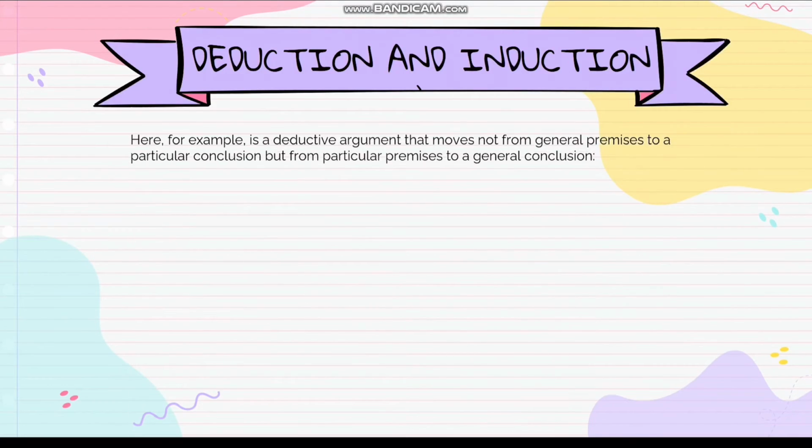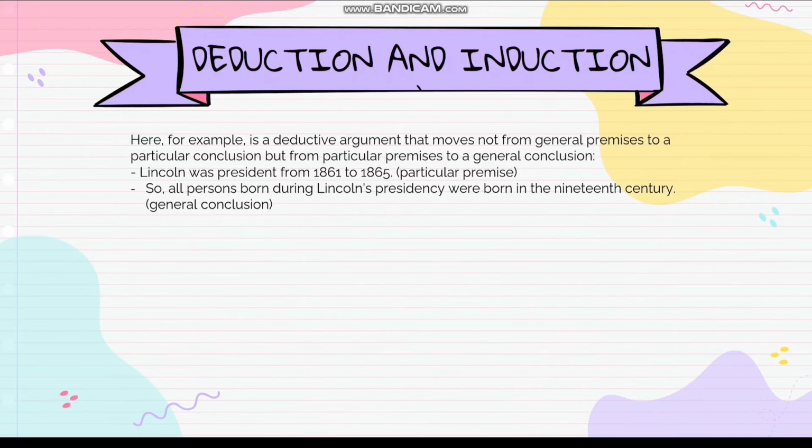Here, for example, is a deductive argument that moves not from general premises to a particular conclusion, but from particular premises to a general conclusion. Lincoln was president from 1861 to 1865. This is a particular premise. So, all people born during Lincoln's presidency were born in the 19th century.